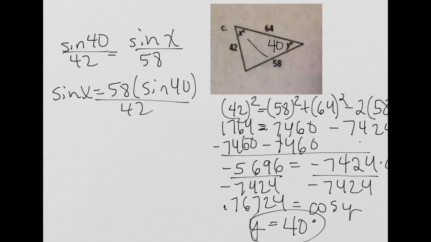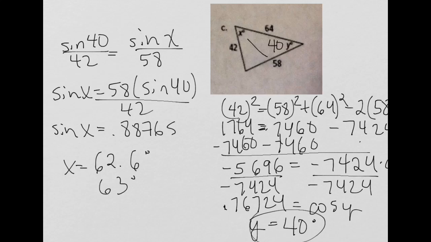58 times the sine of 40 divided by 42. To get the angle, I do inverse sine of that. So my angle is 62.6. I'll make it 62.6 degrees, or even 63 degrees is good. There's my answers.